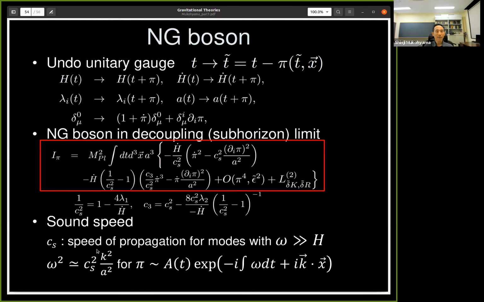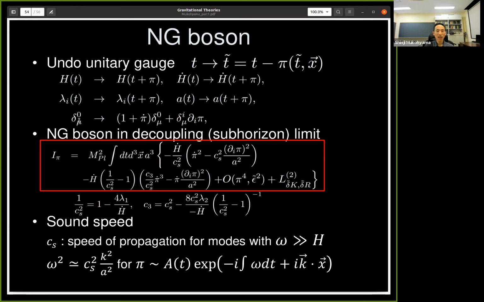Then, as we have done around Minkowski background for ghost condensate, we can introduce the Nambu-Goldstone boson by undoing unitary gauge. So we can just introduce a new time coordinate T tilde, and then substitute T equal T tilde plus pi, which is a function of T tilde and x. Then after doing that, we can rewrite T tilde as T for simplicity of notation. And then this means that we can just replace h of t by h of t plus pi and so on. Okay.